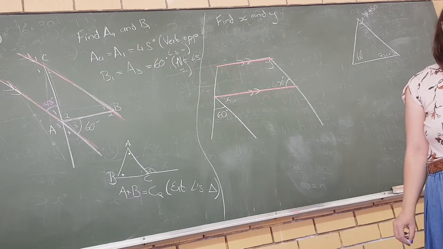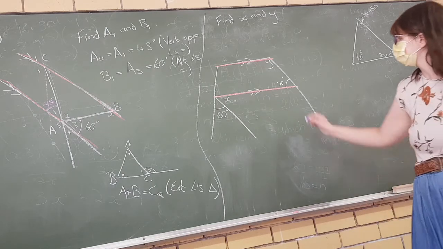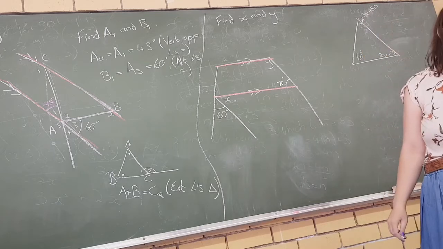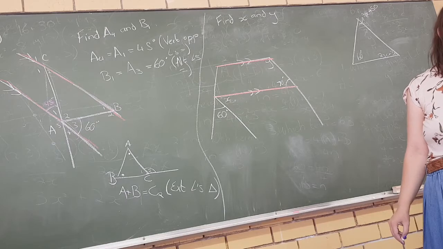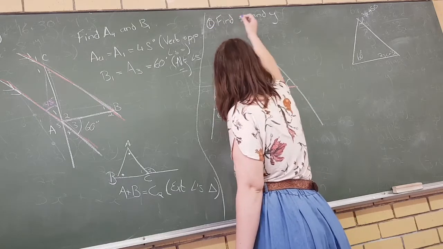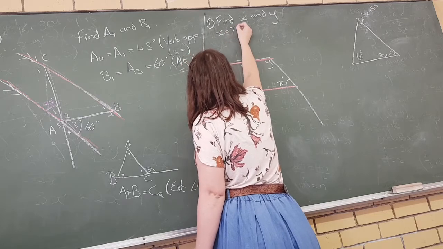Can anyone see it? 70. What's the reason? Good stuff. Alright, so I say X is equal to 70 degrees.